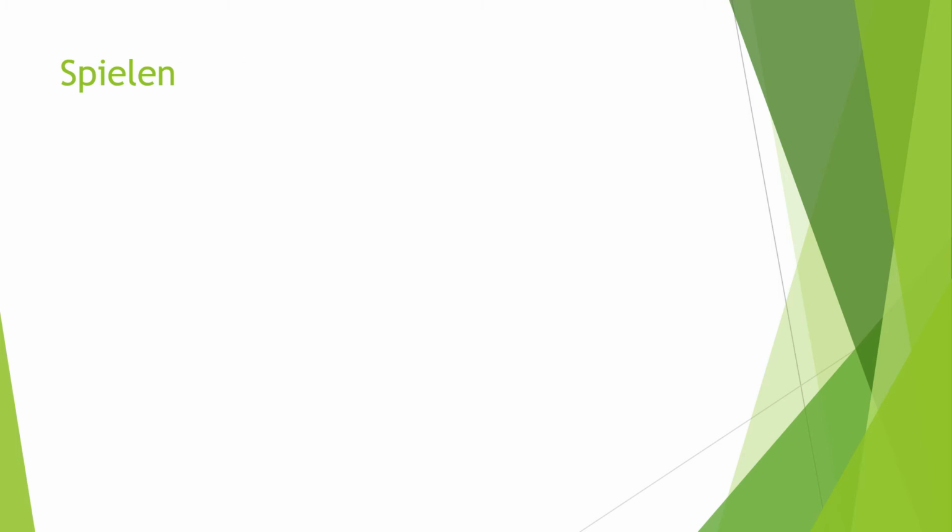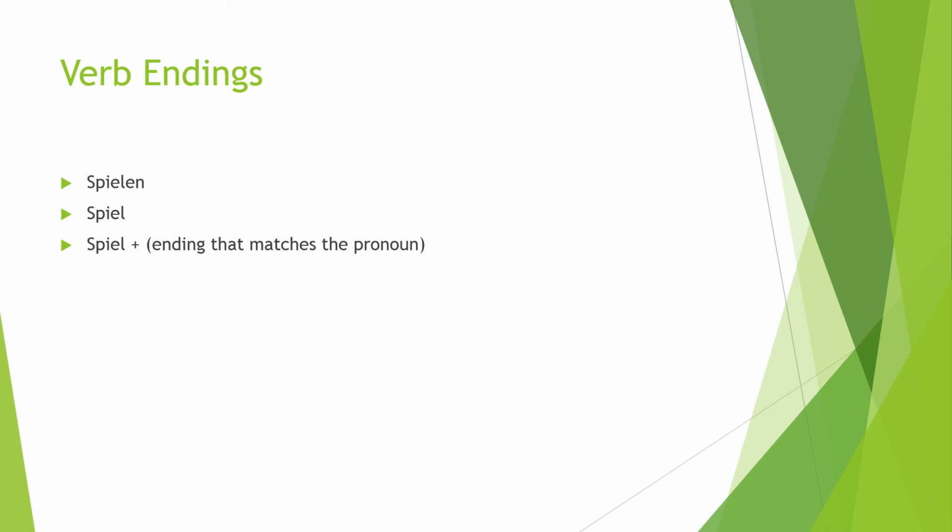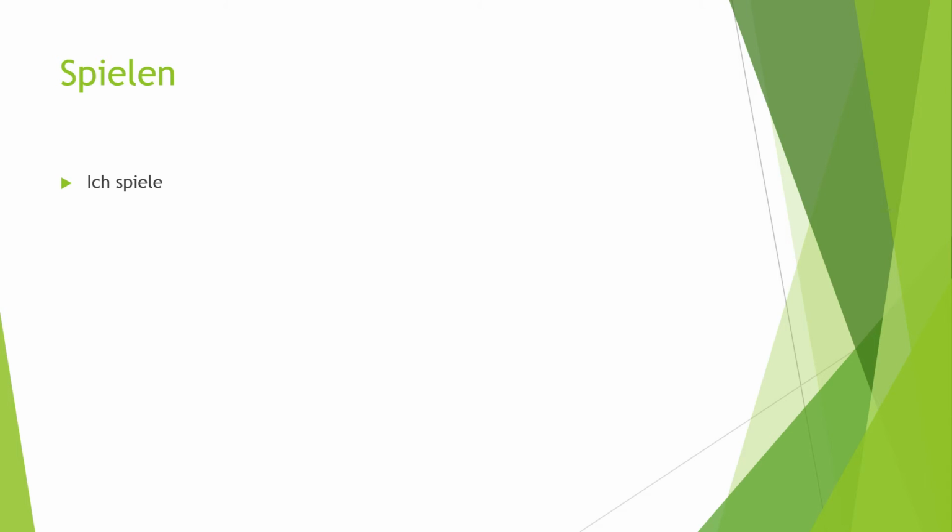Now, spielen, once more. Ich spiele. It gets that e. You see that it has the ending e for ich. Now, we took spielen, chopped off the en, and then we add the ending that matches the pronoun. So ich spiele, du spielst, sie es spielt, wir spielen, ihr spielt, and sie spielen.